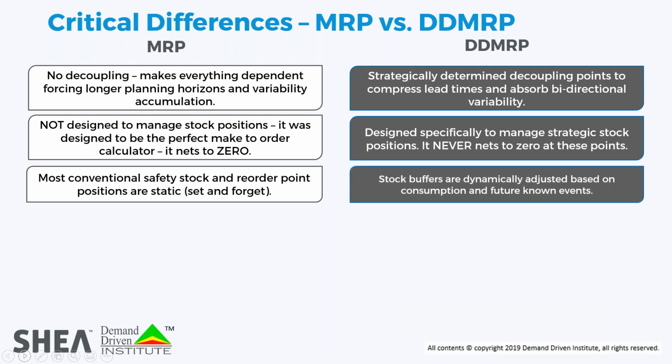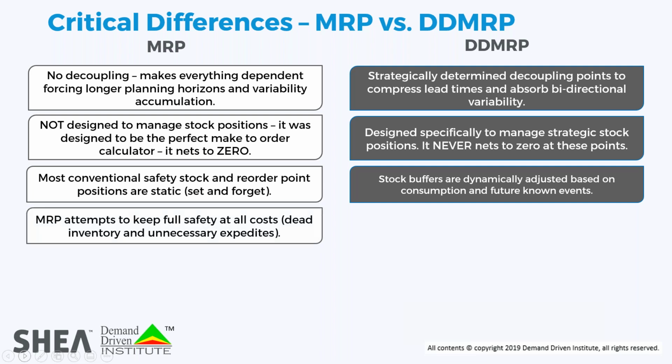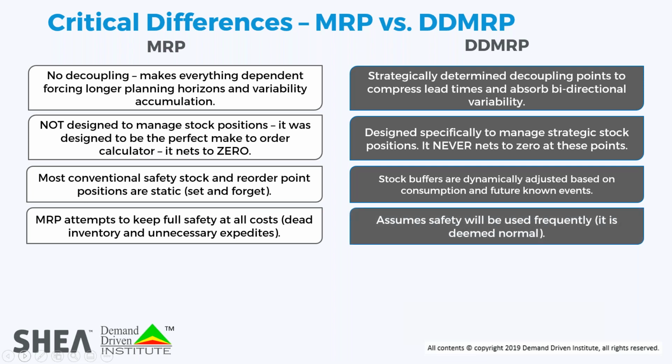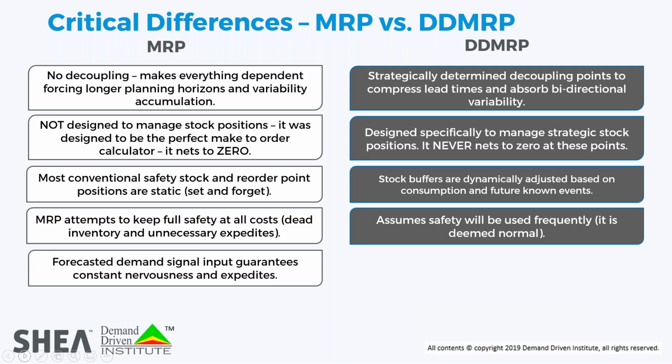In DDMRP, the stock buffers are dynamically adjusted based on the consumption and future known events. And it doesn't work like safety stock in any way. MRP attempts to keep the full safety stock at all costs, so we end up with unnecessary expedites and dead inventory. DDMRP assumes that the safety will be used frequently. It is actually deemed normal. Why would you hold inventory if you never intend to use it? With MRP, using a forecasted demand signal guarantees constant nervousness and expedites.